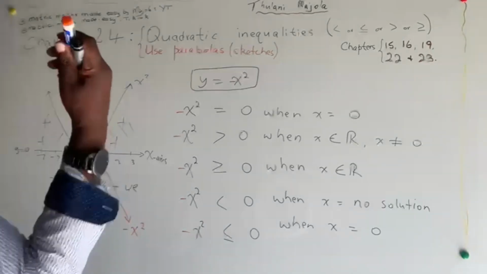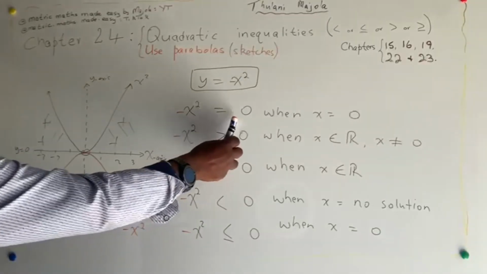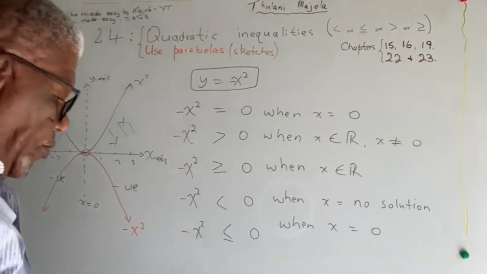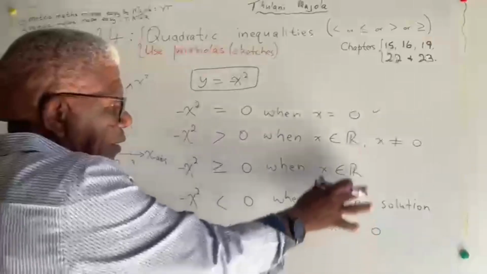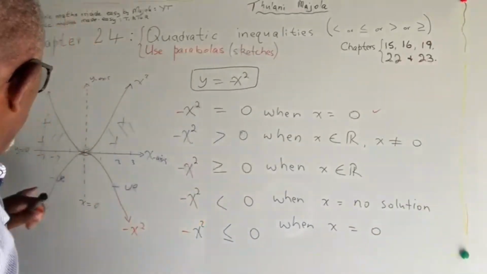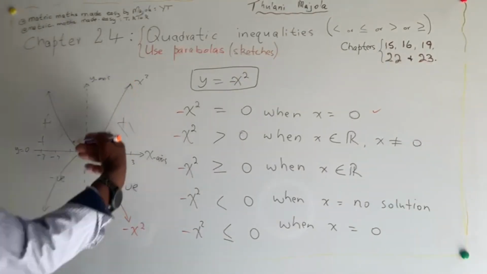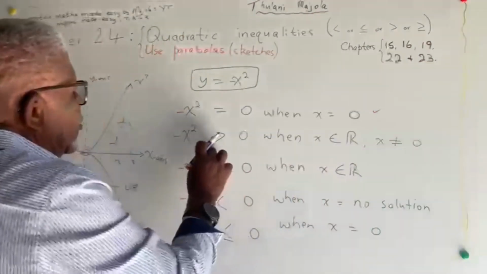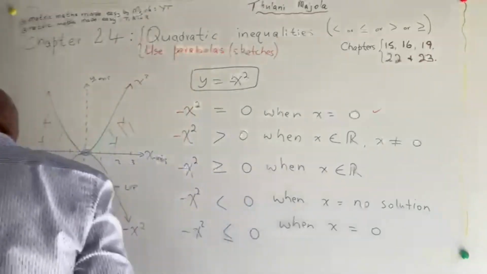So we know in the previous videos that negative x squared will be equal to 0 when x is equal to 0. So this one is easy, it's the same, but the other ones are going to change. So negative x squared will be greater than 0 when? This is the graph of negative x squared. It will never be above the x-axis, so there will be no solution. Negative x squared will never be greater than 0. So here there will be no solution.